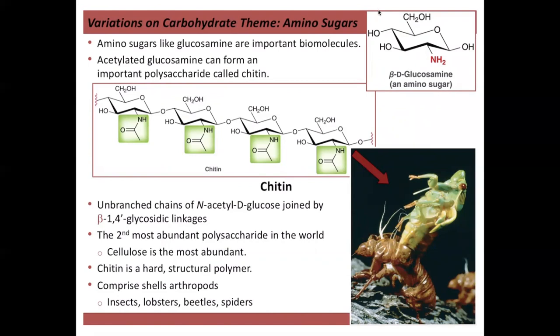And when the insect needs to grow, they have to shed their exoskeleton and then develop this protective skeleton of chitin again on the outside. So these are the arthropods. So insects, lobsters, beetles, and spiders, they will all molt and lose their exoskeleton and then have to create a new one. And again, chitin is a very, very strong biopolymer.